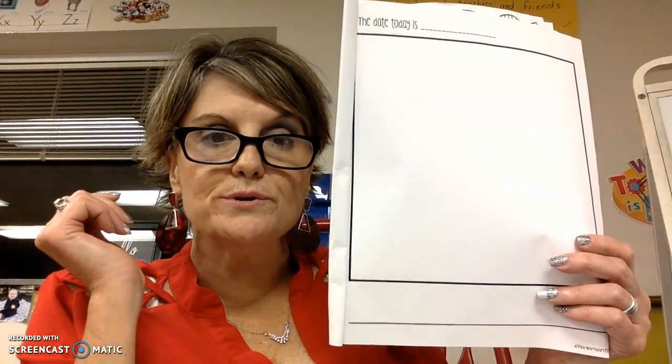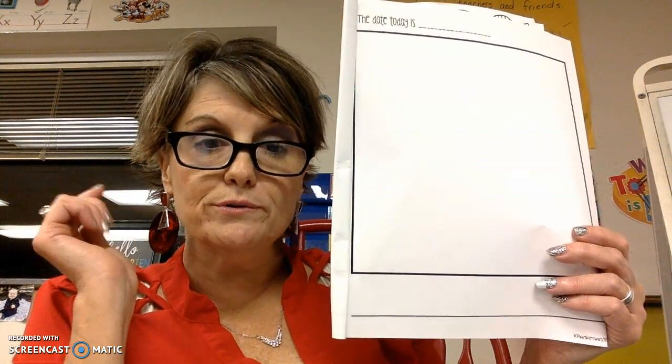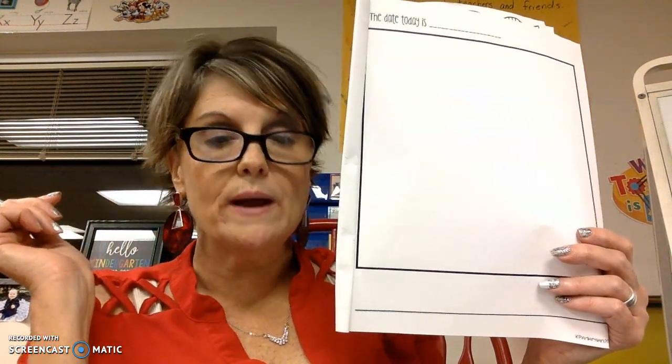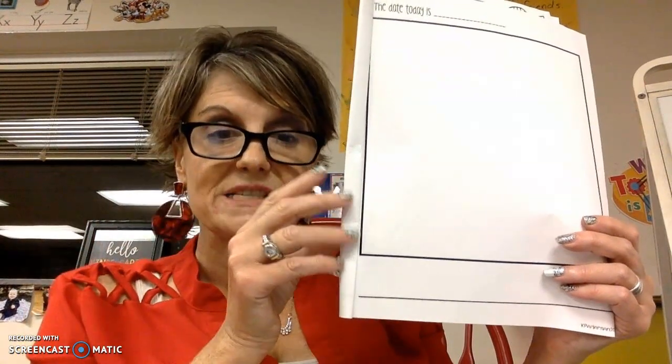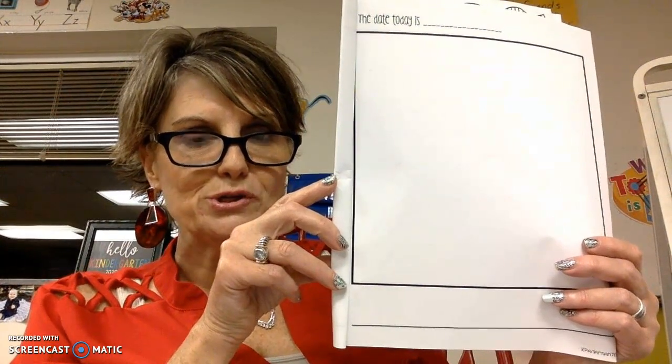I also want you to click on the microphone because Mrs. Hensley wants to know what you drew and what you wrote. So you will need to click on the microphone and tell me what you drew and what you wrote. This is your last page of your September journal. So enjoy your September journal.